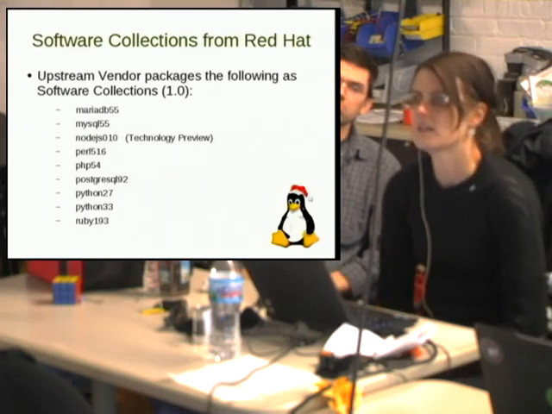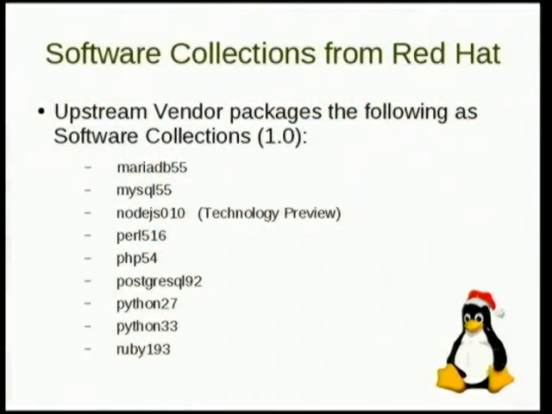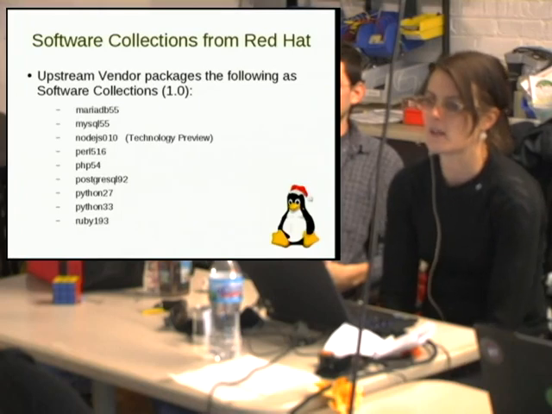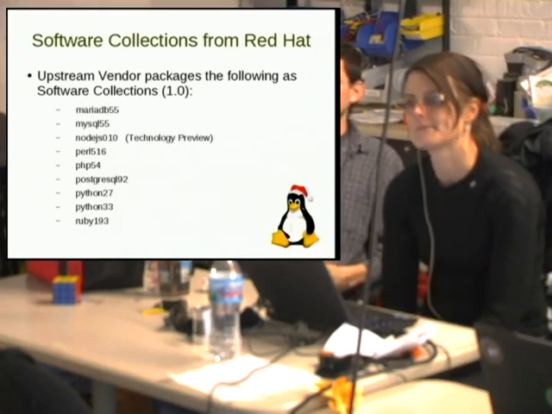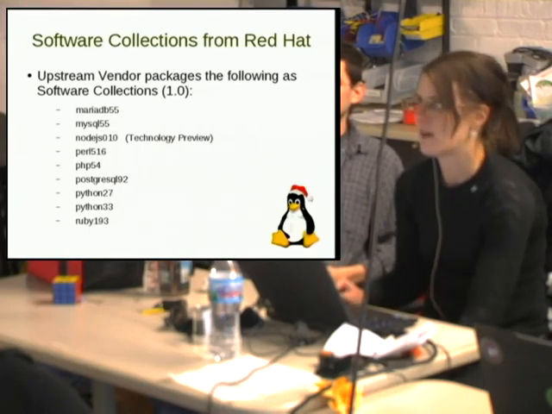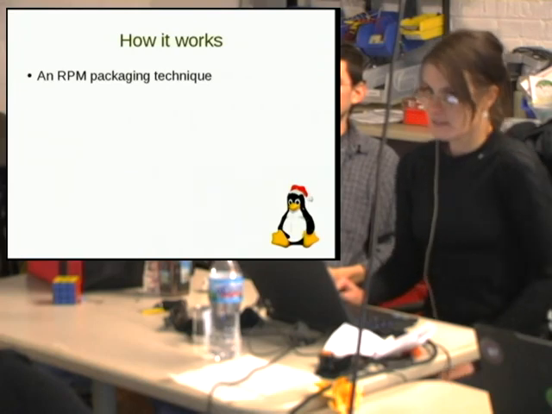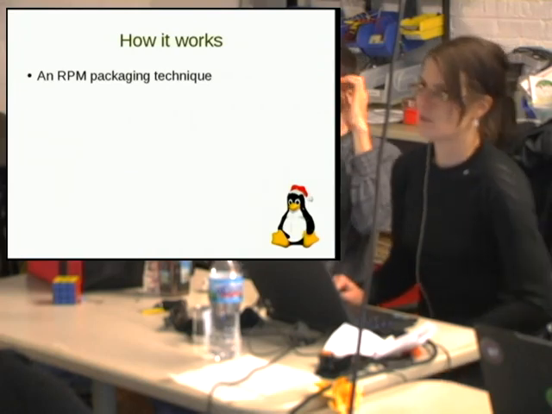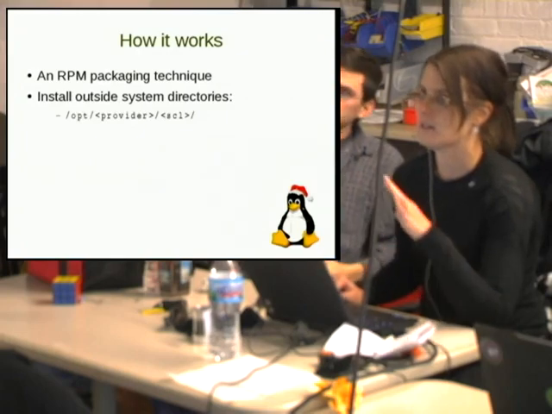Then, in addition to Developer Toolset, Red Hat released basically a channel called Software Collections, and they packaged all of this together as Software Collections 1.0, and it includes these dynamic languages and databases, whereas the Developer Toolset is more your compiler toolchain stuff. Here you'll get updated Python, Ruby, Postgres, and Node.js, and these are all offered as Software Collections. So basically, to make a software collection, it's an RPM packaging technique.